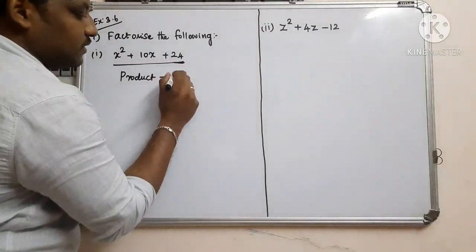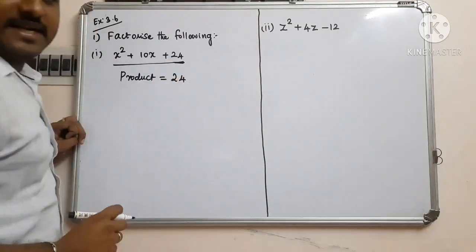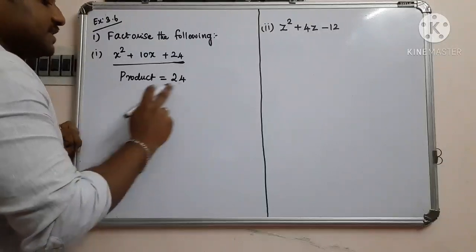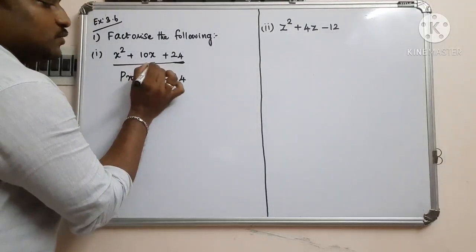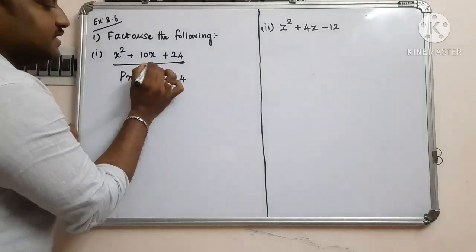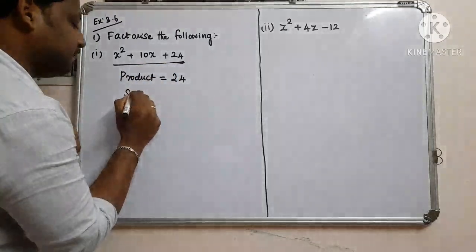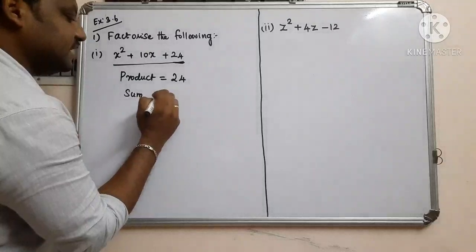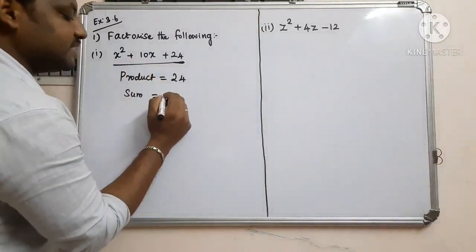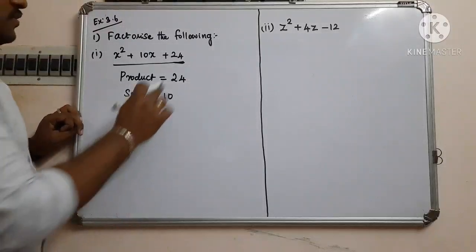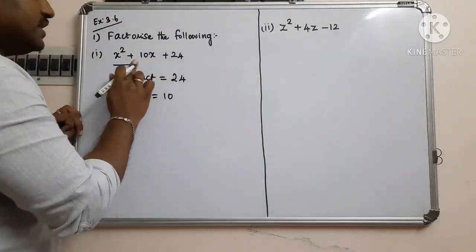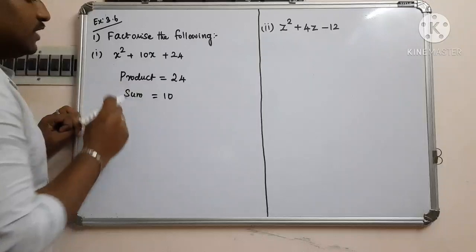Plus 24, that should be written as 24. So the product is 24. And then what is the sum? What is the x coefficient value? This is called the sum value. So the sum is equal to the coefficient value, which is 10. First of all, we have to look at the product and then the sum.